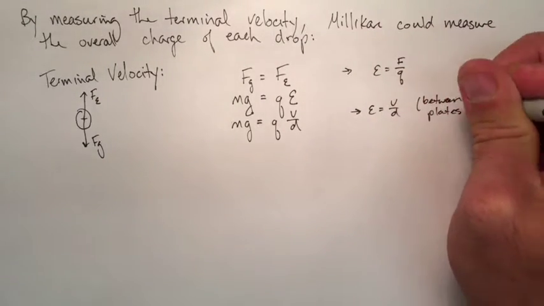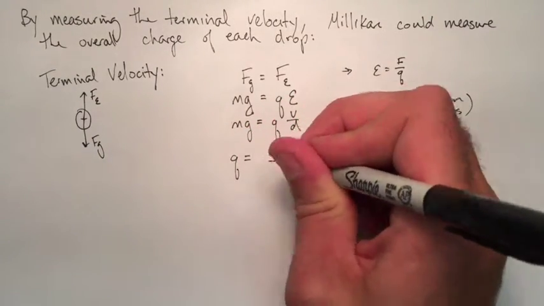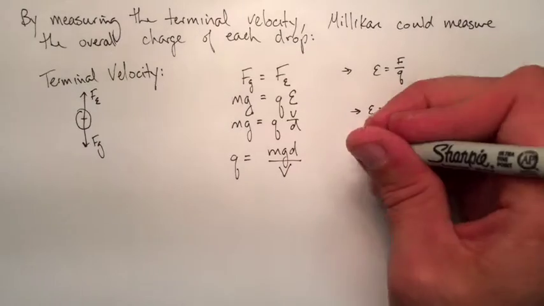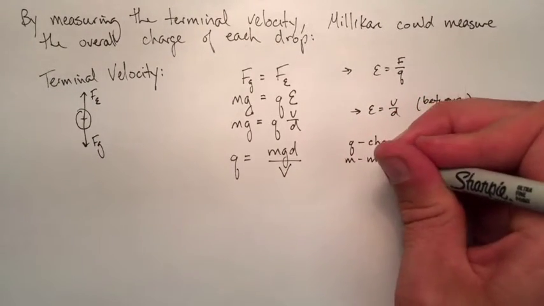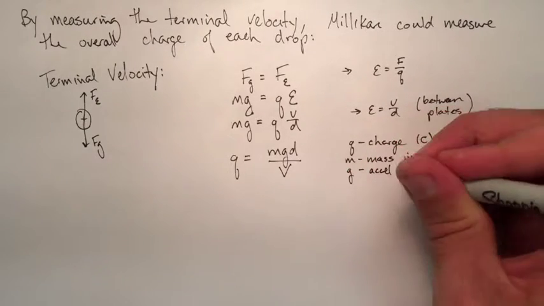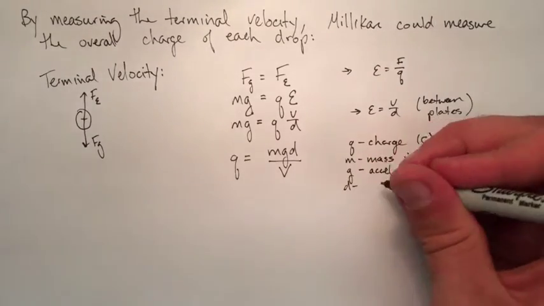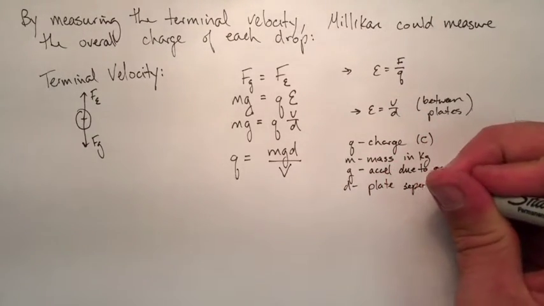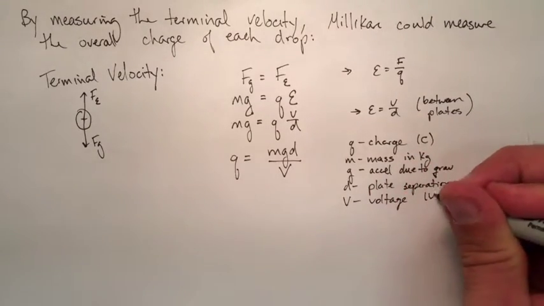If we put those values in, and also knowing that the electric field intensity between two plates is equal to V divided by d, when we rearrange the equation for charge, we get Q equals mgd divided by V, where Q is charge in coulombs, m is mass of that particle in kilograms, g is acceleration due to gravity, d is the plate separation distance in meters, and V is the voltage on those plates in volts.